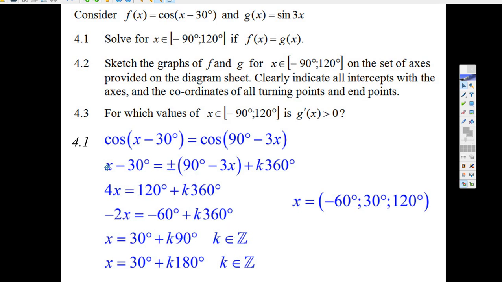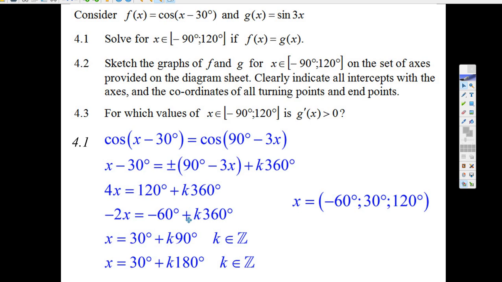But the other answer is x minus 30 equals negative 60 degrees. Minus 3x is plus 3x. Now that plus 3x, you take away 3x from x, and you get minus 2x. And here you've got minus 90, there's minus 30 here. You add 30, you get minus 60. Now divide by negative 2, and you get x equals 30 degrees plus k times 180.